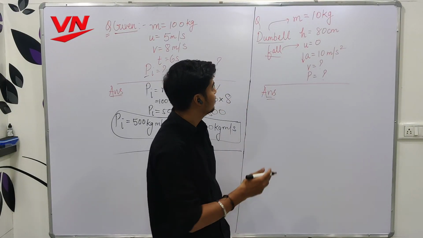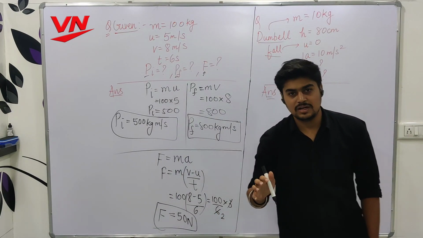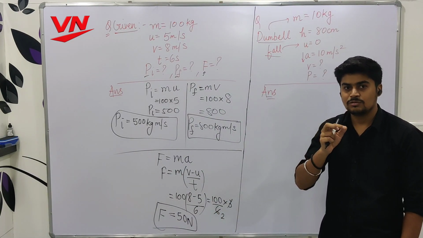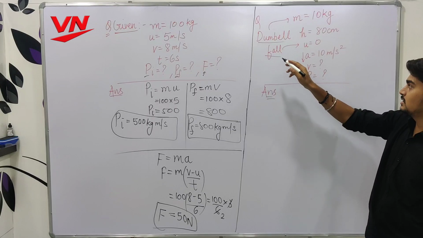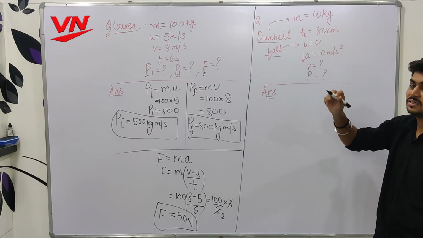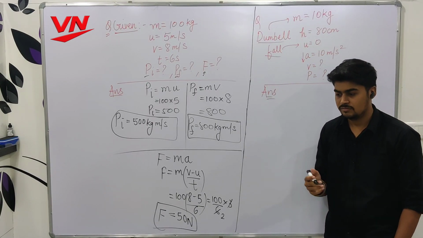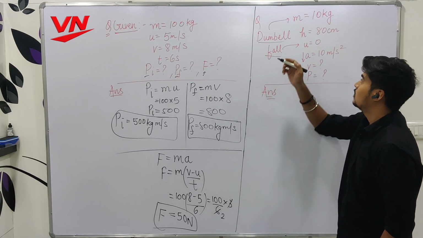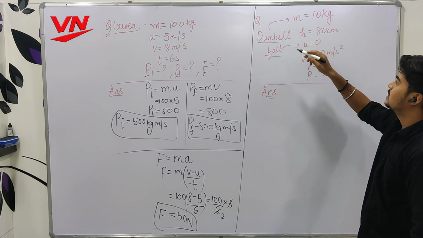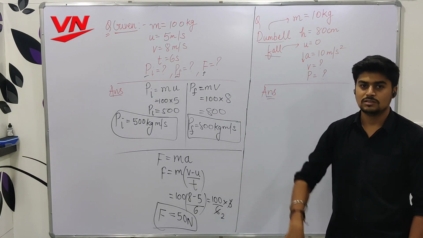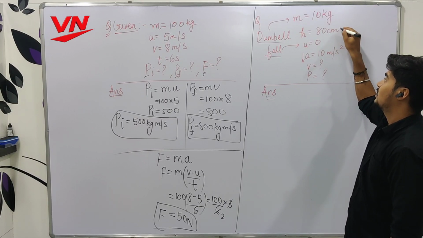In the next question, the dumbbell falls from the hand. Basically, you have to find the keyword. The keyword is fall. Means the initial velocity, we can take it as 0. Basically, it is a free fall. Mass of the dumbbell 10 kg. The height from which it falls was 80 centimeter.